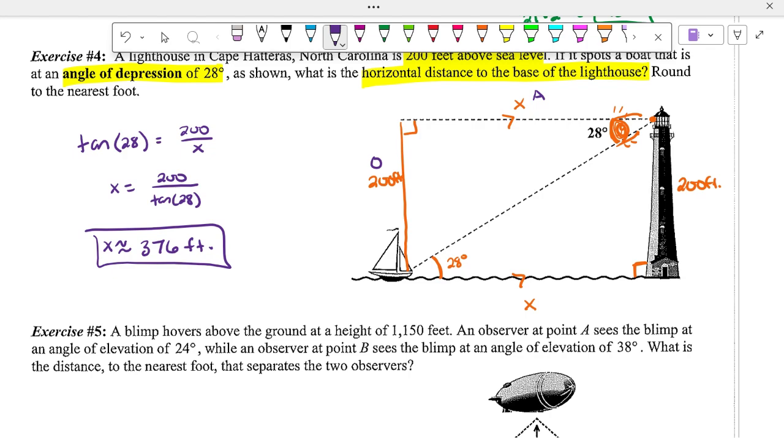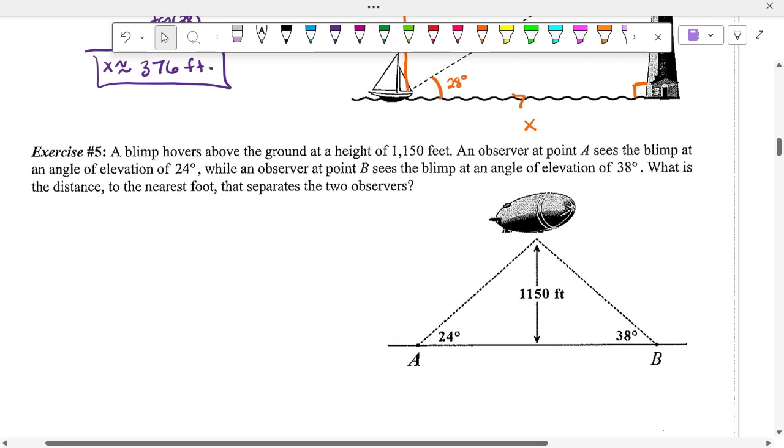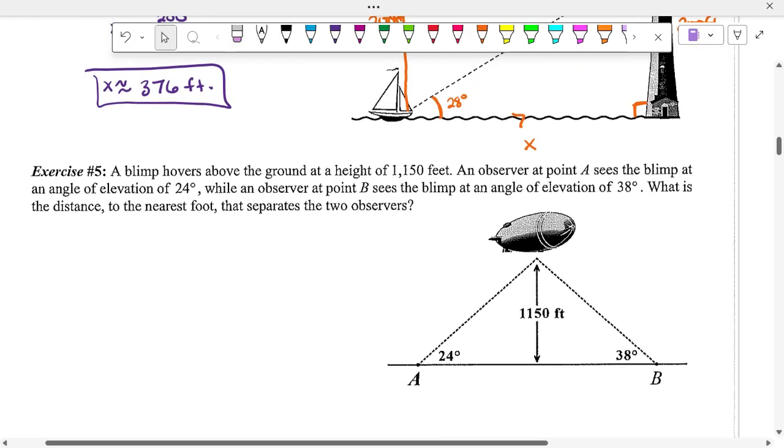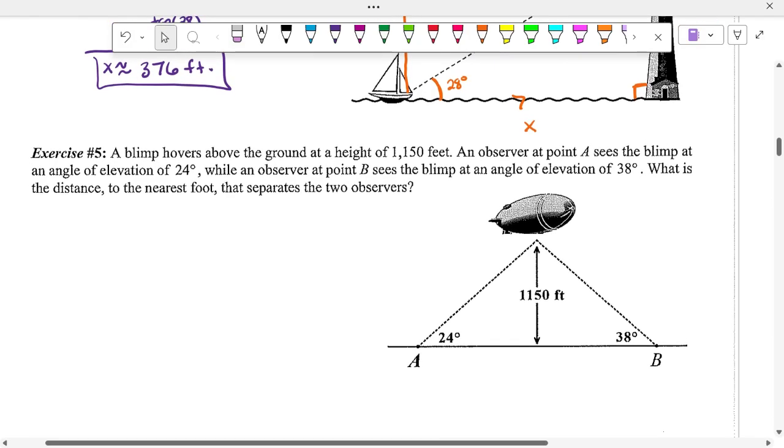Any questions so far, guys? All right. Try exercise 5 on your own. I'll give you a hint with exercise 5: you're doing two different ratios.